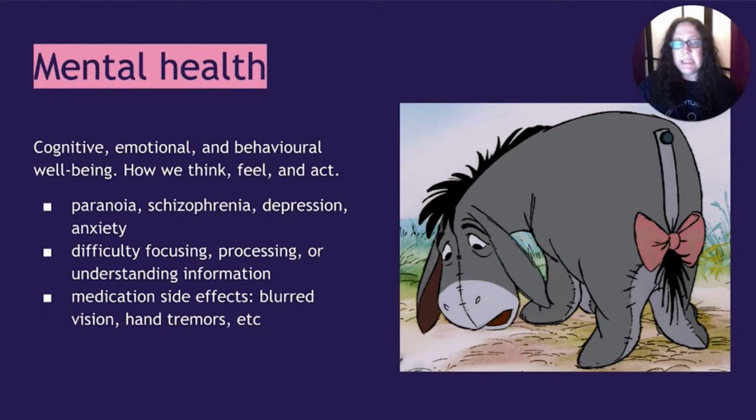And interestingly enough, something I never really thought of myself until I was sort of looking around and researching for this talk, medication side effects to help people with these various mental health issues can also cause other disabilities. So things like blurred vision or hand tremors. So one type of disability, a neurological disability, can also end up causing a side effect of a visual disability or a physical disability.